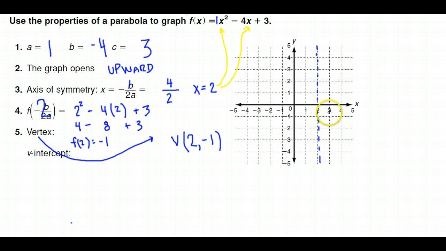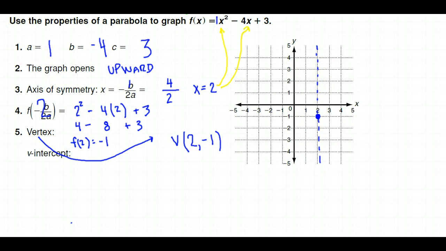So where is that? Of course, it's on this dotted line. So this is going to be on the dotted line because x is 2 and my y value is negative 1. So here is my vertex right here. Okay? And I know it opens up. So all I need is one other point to get a good sketch.